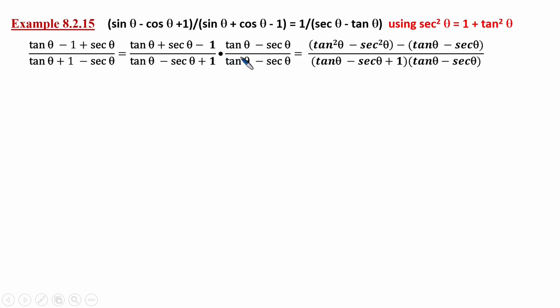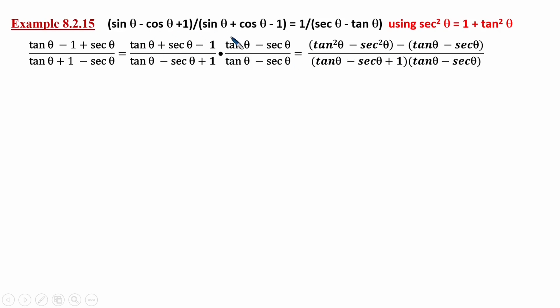And as I said, I can multiply and divide by the same quantity, which we have studied extensively in class 9. So I multiply and divide by tan theta minus sec theta. Both are the same, so it can get cancelled in one. So now I expand this. Once I expand it, I will get tan square theta minus sec square theta minus tan theta sec theta.